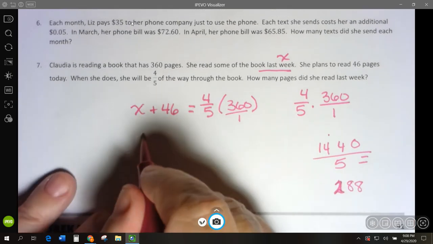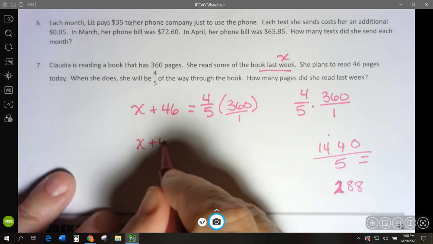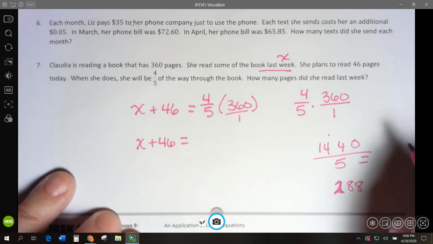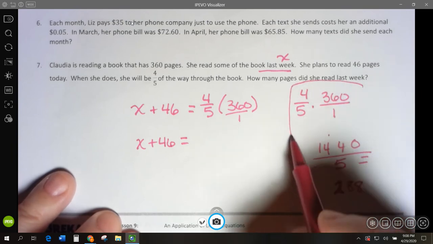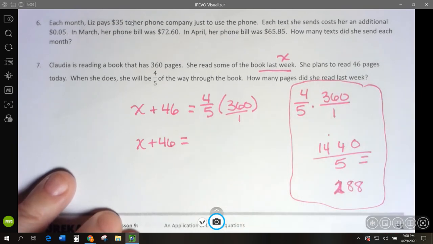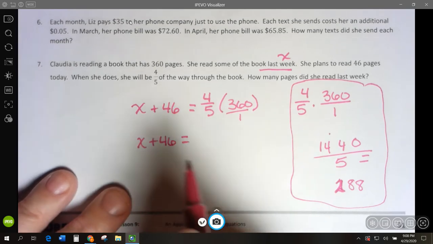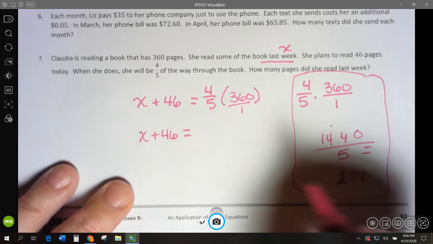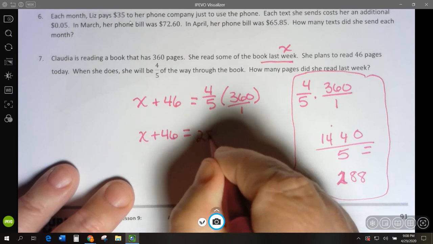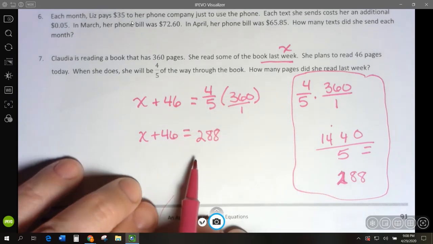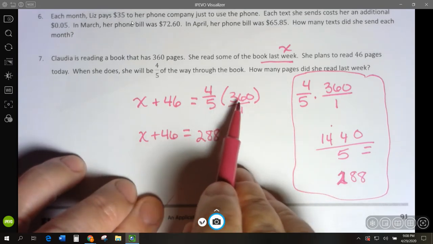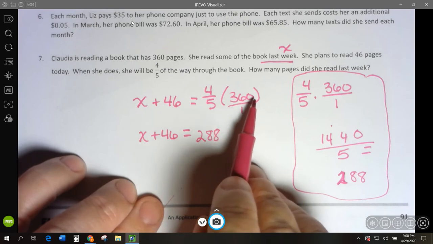So X plus 46 equals 288. You guys can always get a calculator to do this. I'm kind of doing it quick here. You can always pause and use a calculator. So X plus 46 equals 288. I got this 288 by multiplying 4/5 times 360.